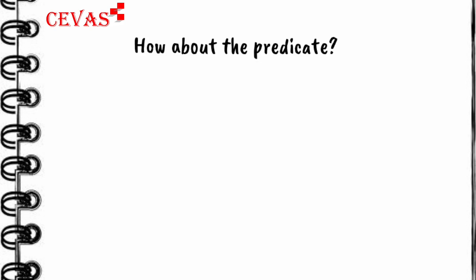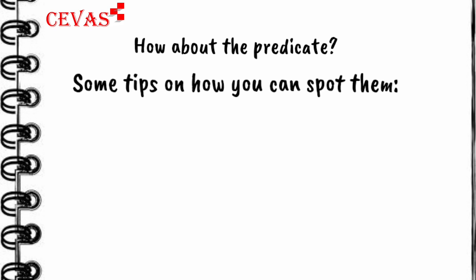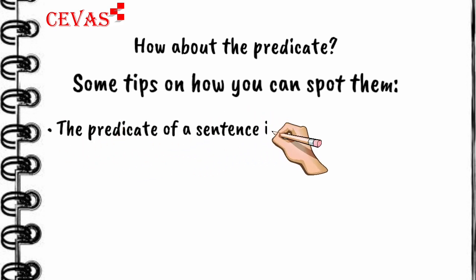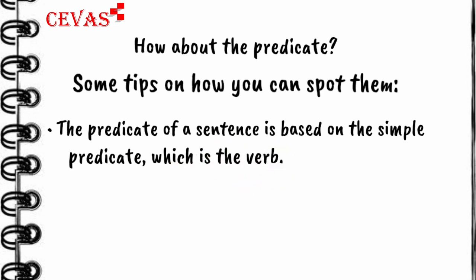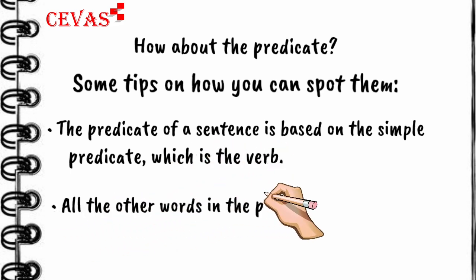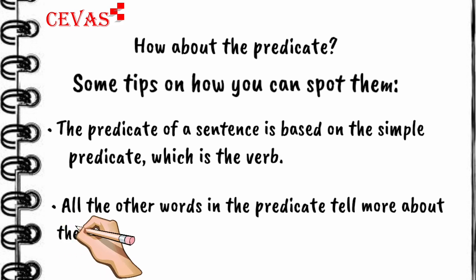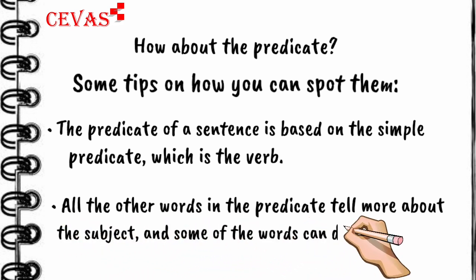How about the predicate? These are some tips on how you can spot them. The predicate of a sentence is based on a simple predicate, which is the verb. All the other words in the predicate tell more about the subject, and some of the words can describe the verb.